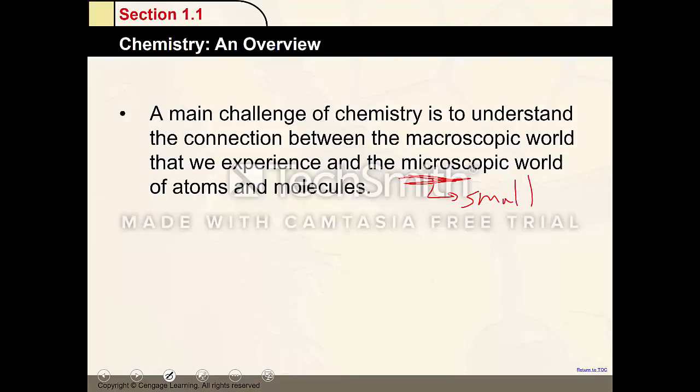We cannot see them. Whereas our macroscopic world, the prefix macro meaning large, is made of things that we can see with our naked eye. Over the course of this year, we're going to make connections between individual atoms and molecules, the microscopic world, and the overall larger macroscopic world.